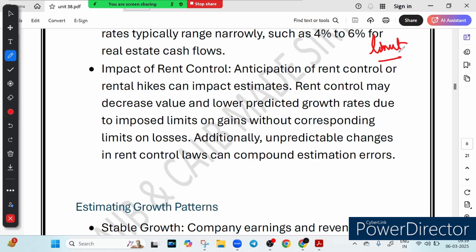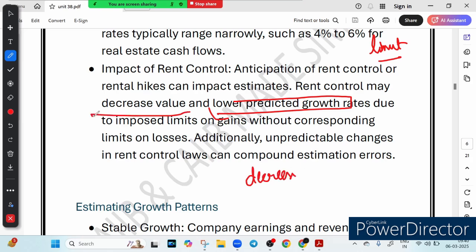Sounds good for tenants, right? But here is how it affects growth estimate. The first thing is lower predicted growth, which means what? If a property owner can't raise rent freely, the expected cash flow growth is restricted, right? The second thing is decreased property value, right?